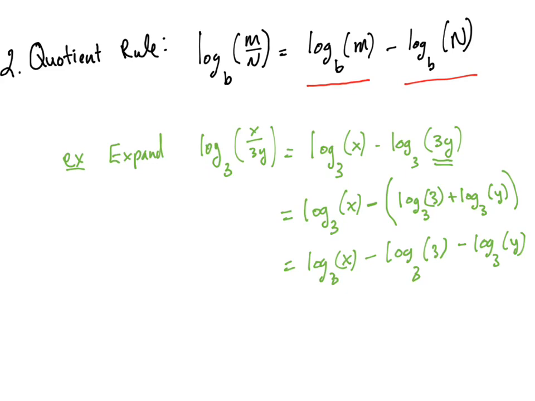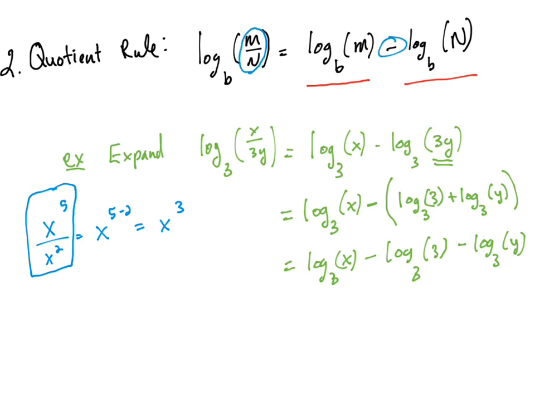The quotient rule follows from the rules of exponents. If I had x to the 5th divided by x squared, we're going to subtract the exponents. We end up with 5 minus 2, which is x cubed. So when we divide, we subtract the exponents. So when we divide here, m divided by n, we're going to subtract.